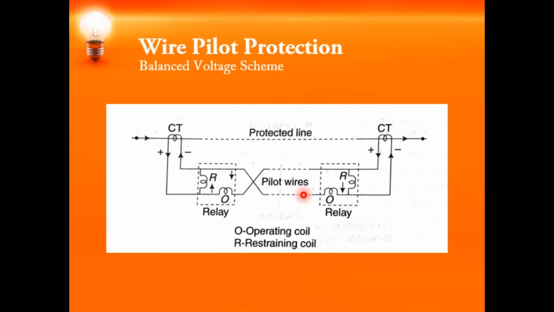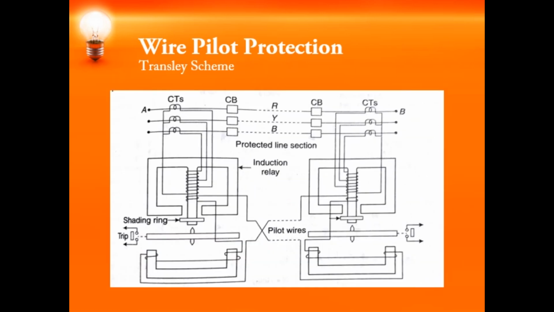So these are the two principles on which the wire pilot protection scheme operates. One is the circulating current scheme and the other one is balanced voltage. The next scheme we are going to see is a slight modification of the balanced voltage scheme, which has an additional feature, which is direction. That is called the Translay scheme. This Translay scheme is again a balanced voltage scheme but with an additional feature of direction.